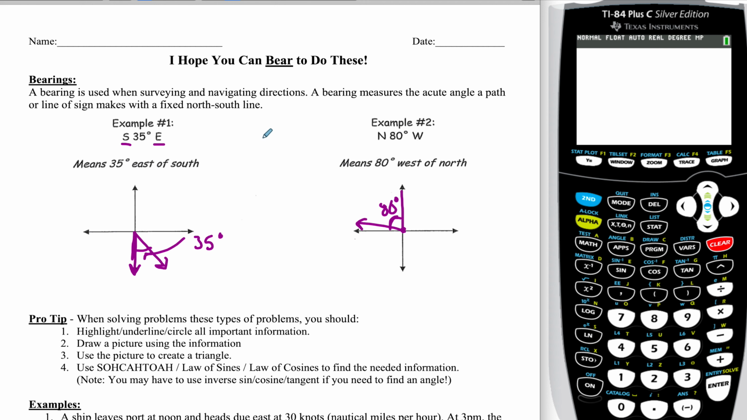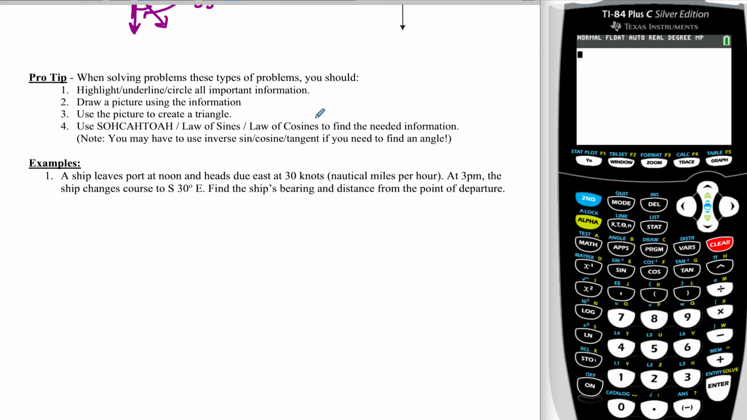We also talked about how if you see a measurement like, for example, 37, and you don't see any letters, we're supposed to assume that it's north and east. Okay? So hopefully you've seen my pro tip, and we actually talked about it in our last Google Hangout, which if you haven't seen, I recommend you take a look at that.